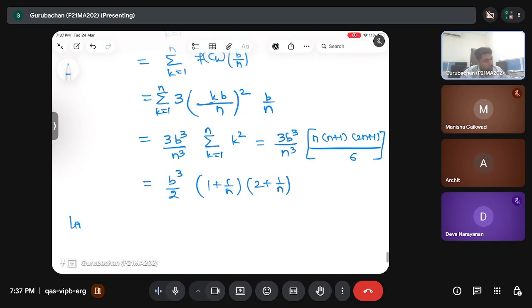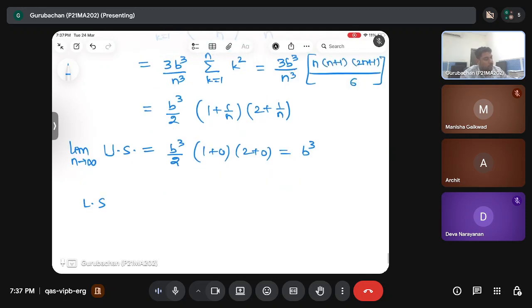So what will be the limiting value? b cube divided by 2, 1 plus 0, 2 plus 0, and it will give you b cube itself. This is your upper sum. In the same way, when you try to calculate the lower sum, what will be the change? You just need to put the lower value. Since it's an increasing function, it will be (k minus 1)b by n whole square into b by n, and you are left with summation k from 1 to n.